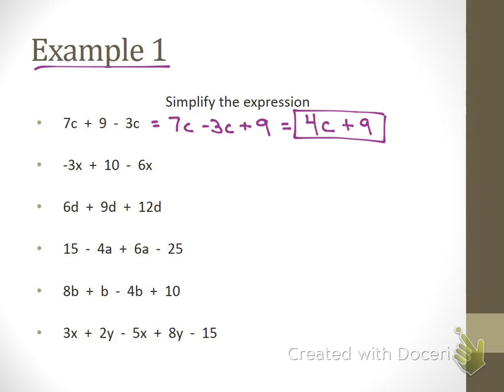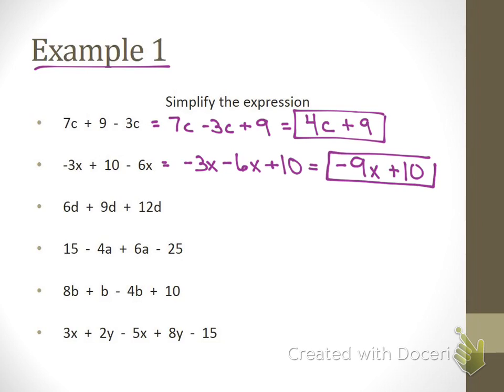I want you to try to rearrange the second one now. Try to rearrange it so that your like terms are next to each other. Rearrange it to what? Negative 3x minus 6x plus 10. Now, you might have had a little different, but you should have matched your x's together, and they're both negative. So what's negative 3 minus 6? Negative 9. Yep. Same sign, guys. Negative 9x plus 10.